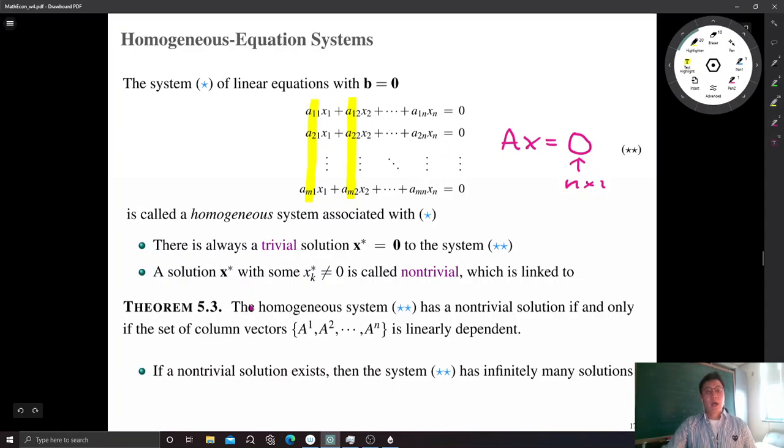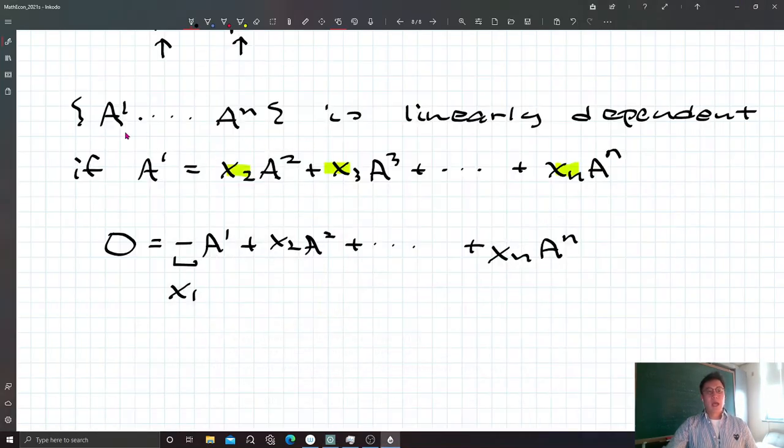So the homogeneous system has a non-trivial solution if and only if the set of column vectors a super 1 to a super n is linearly dependent. All right, because if the set of vectors is linearly dependent, then we have non-zero numbers x's that become the non-trivial solution of the homogeneous system.